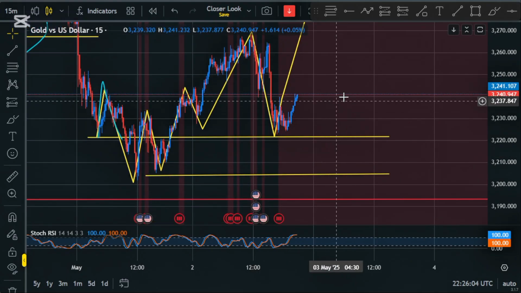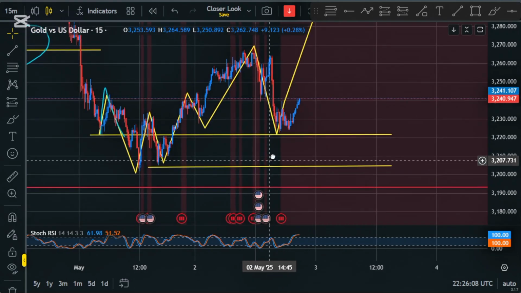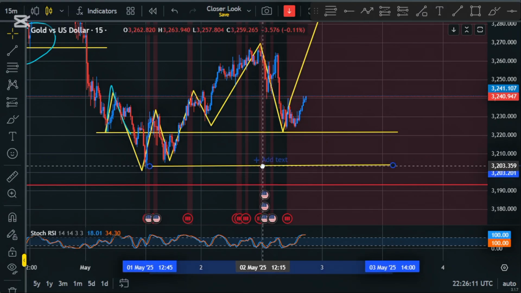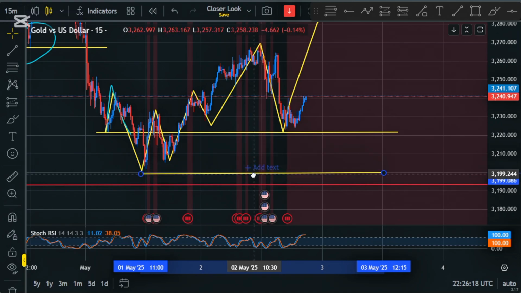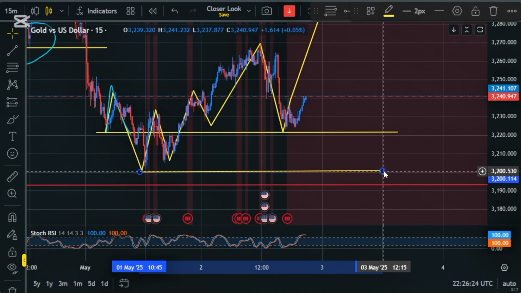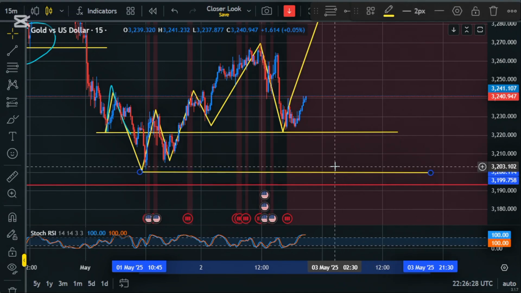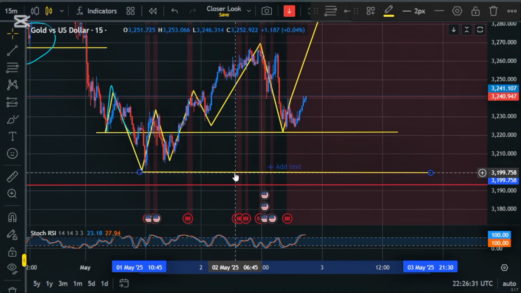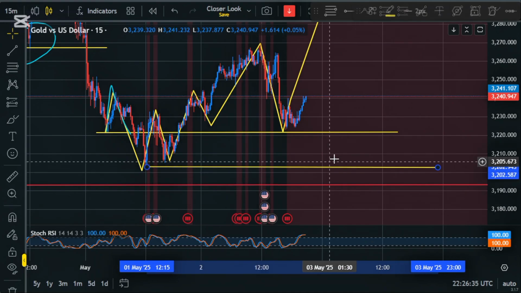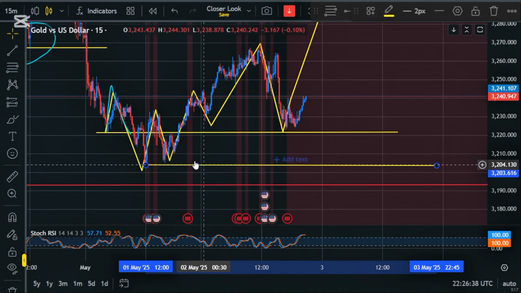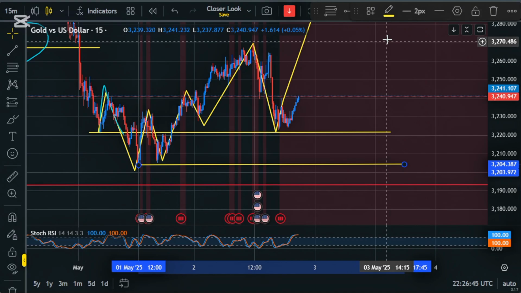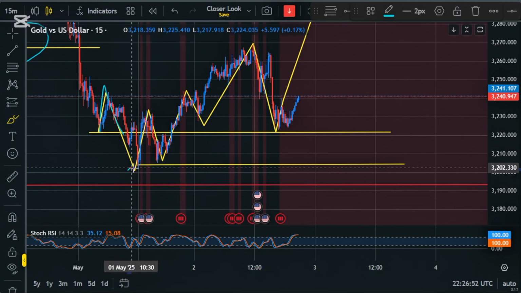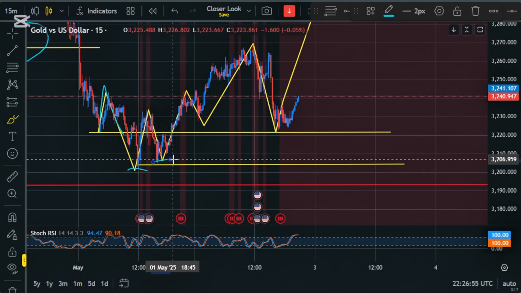Sometimes people complain that my entries and stop loss are usually tight. Here, I will tell you the reason why I make it like that. Before now, I was using this region as my stop loss. So I'll put it somewhere down here, and this becomes my stop loss. But after some time, I shifted it closer because I discovered that if the market takes this guy out, the probability of this man being taken out is very high.